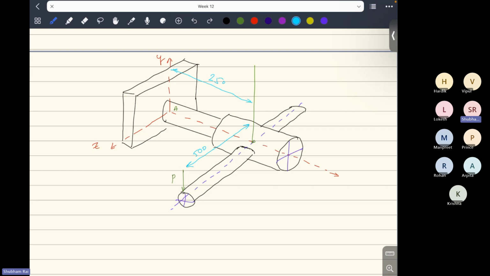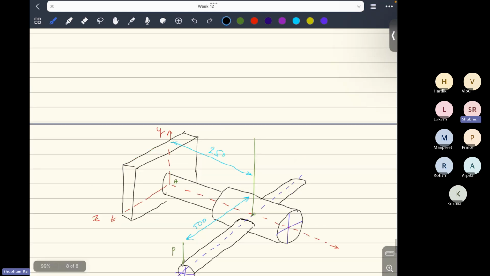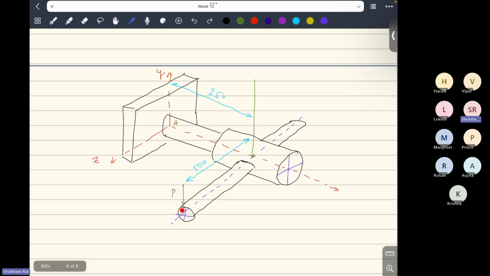Now what you need to find, at this cross section, I'll take this cross section and try to find out the diameter of this shaft. So how can you find it out? Due to this force here, there will be torsion acting at this point, and there will be axial force, and there will be shear force acting, and there will be bending moment as well. So there will be three cases here. This force here will introduce torsion. So torsion will be P into 500.